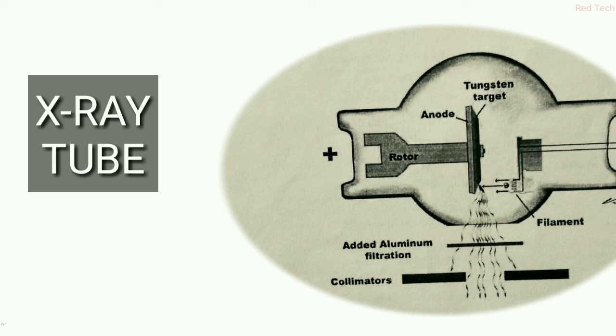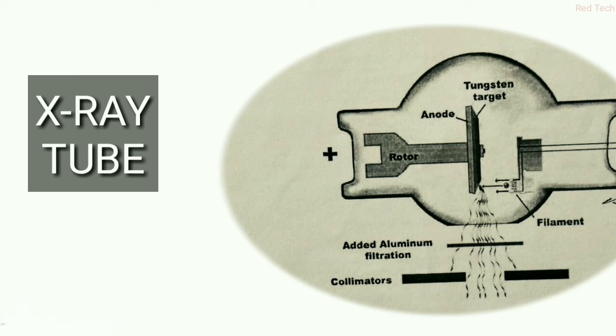Now look at the filament. Here you can see the filament, and the electrons come out from the cathode direction and hit the anode. This is basically the direction of the electrons moving in the X-ray tube. You should remember this point also. The filament has a high melting point.